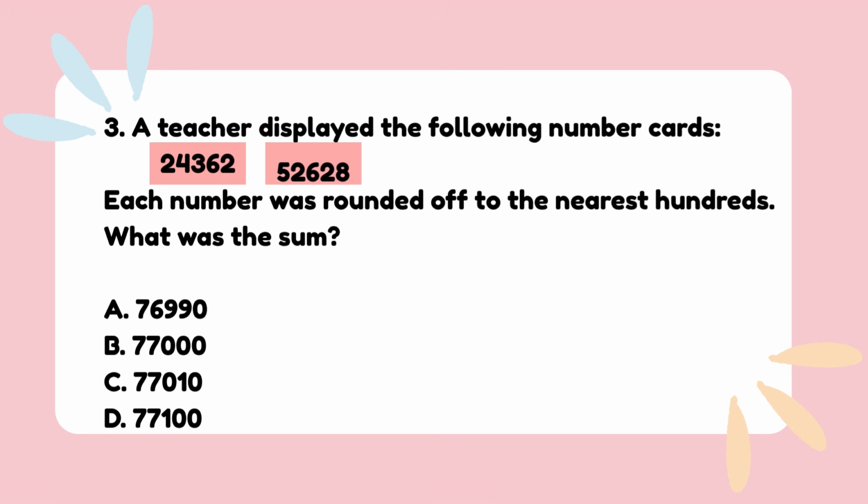3. A teacher displayed number cards 24,362 and 52,628. Each number was rounded off to the nearest hundreds. What was the sum? A. 76,990. B. 77,000. C. 77,010. D. 77,100.